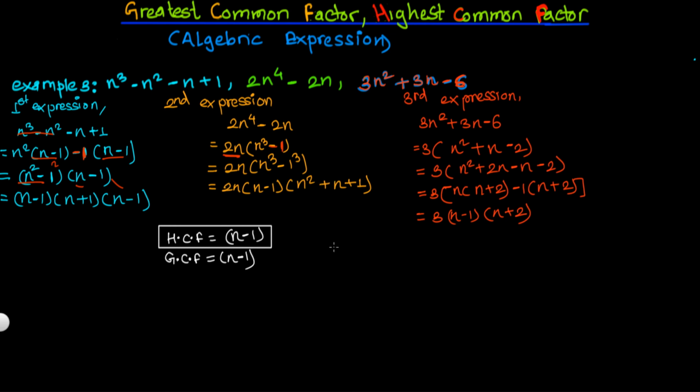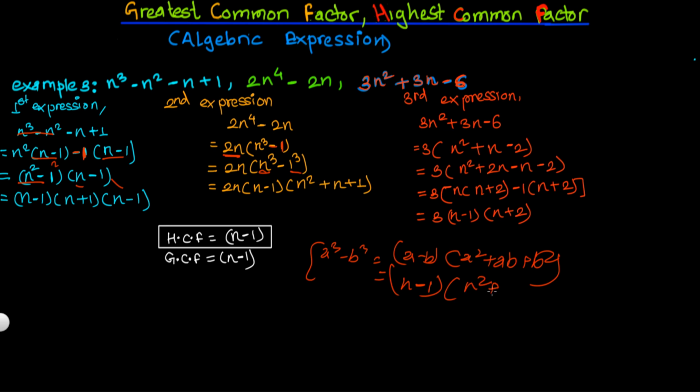but the formula. If you have a cube minus b cube, you will have a minus b, a square plus ab plus b square. In this case our a is n and our b is 1, so it will be n minus 1, n square plus n times 1 plus 1 square. So this is n minus 1, n square plus n plus 1. So that's how I got this term over here.